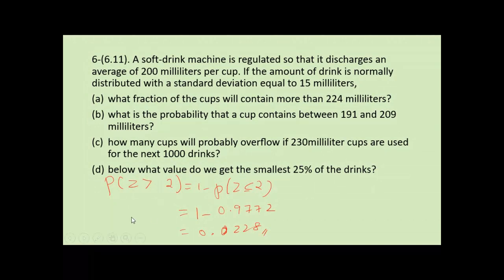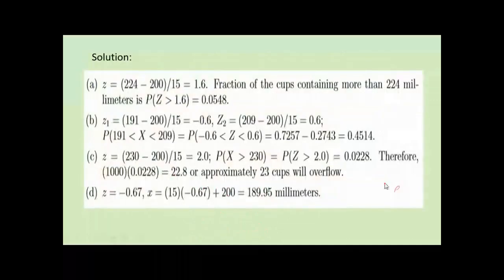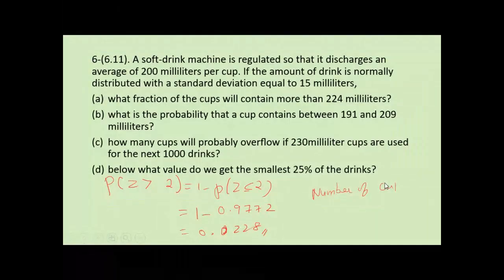And have we concluded the problem? No, not yet. This is for the next 1000. So how many cups is the question? So multiply the probability by the number. The number of cups, the answer is there in the next slide, is equal to 1000 times 0.0228, which is equal to 22.8, approximately 23 cups. Right? Okay.